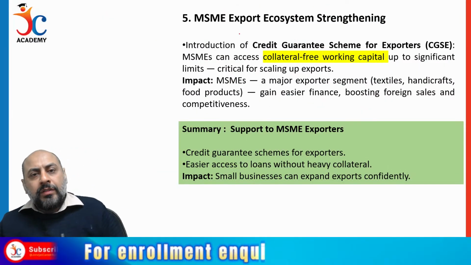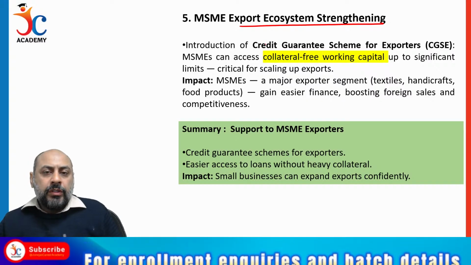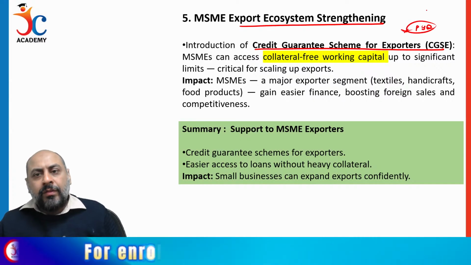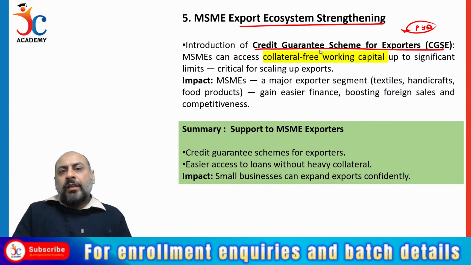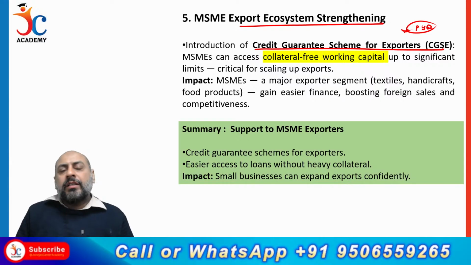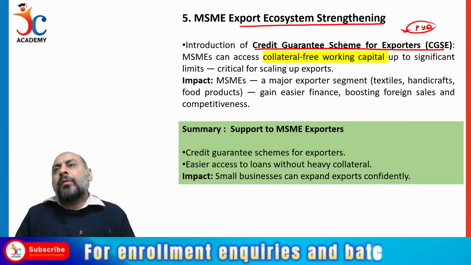The fifth point was MSME export ecosystem strengthening. The Credit Guarantee Scheme for Exporters has been asked multiple times in various PYQs. So what does it basically mean? It provides almost up to 100% guarantee coverage for additional working capital and term loans.